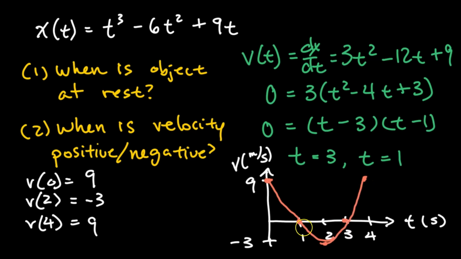And you can see that before 1 second, we have a positive velocity. Between 1 and 3 seconds, we have a negative velocity. And after 3 seconds, we have a positive velocity.